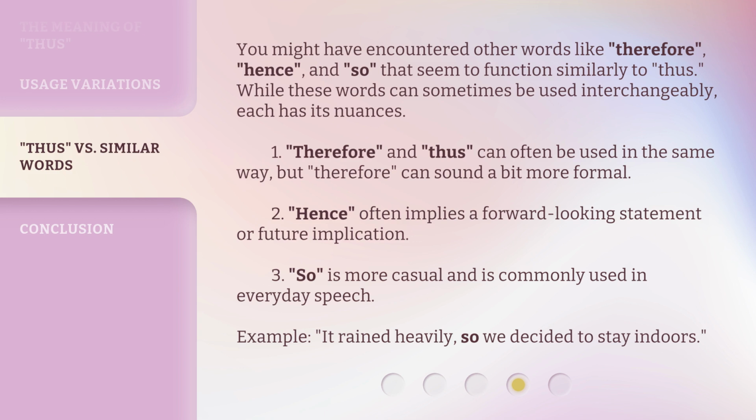2. Hence often implies a forward-looking statement or future implication. 3. So is more casual and is commonly used in everyday speech. Example, it rained heavily, so we decided to stay indoors.